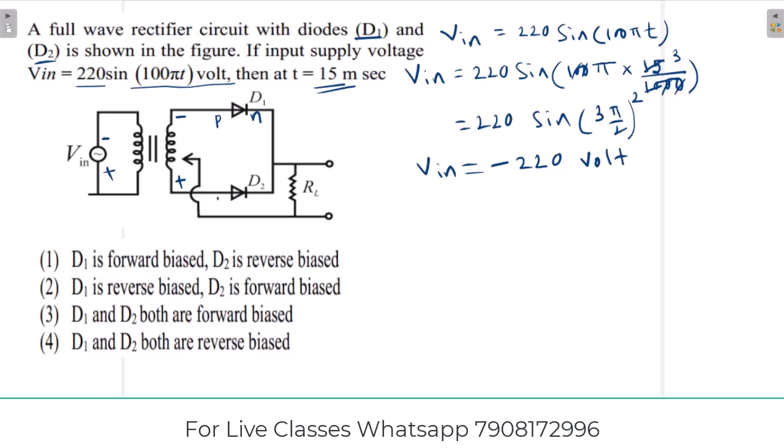For D2, this is the P junction and this is the N junction. The P junction is given the positive potential. So the diode D2 is forward biased. So D2 is forward biased and D1 is reverse biased.